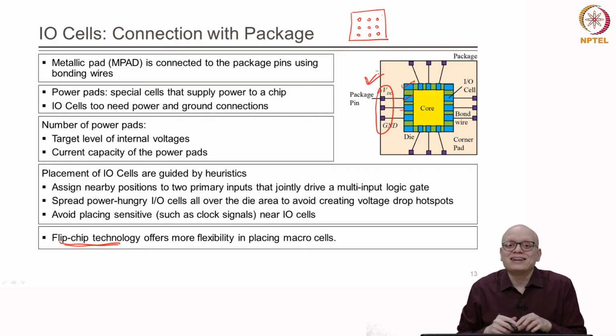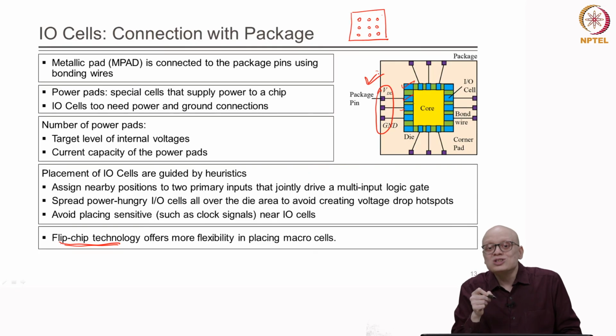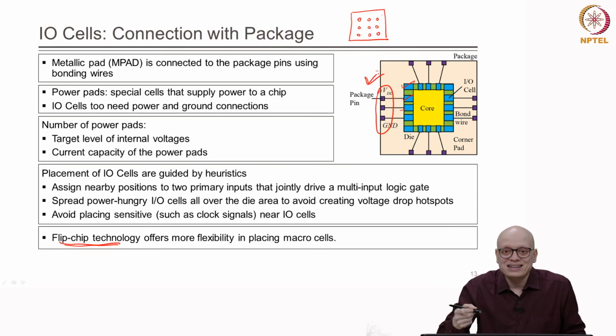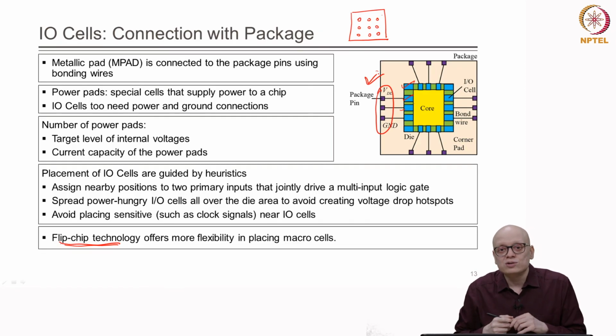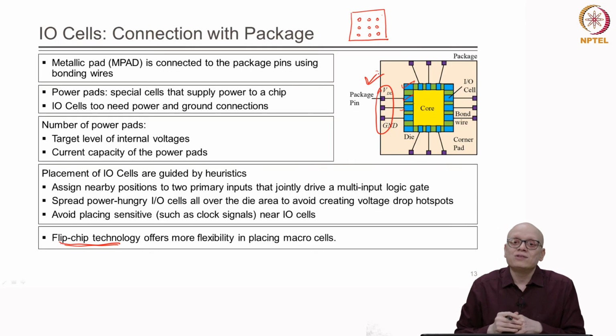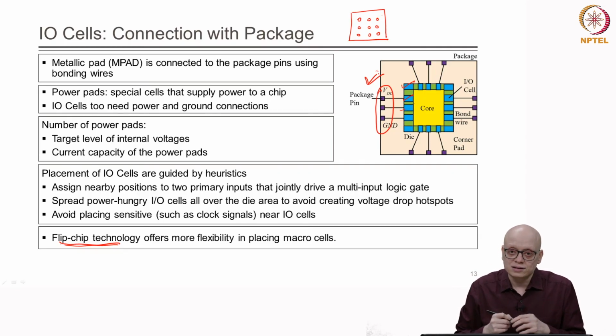And if that is the case, we have more flexibility in putting IO cells close to the place where they are used, and therefore the timing and other attributes of our design can improve, by putting these IO cells closer to the place where the input or output connection is actually required for the die. So, this is another thing which you should note.